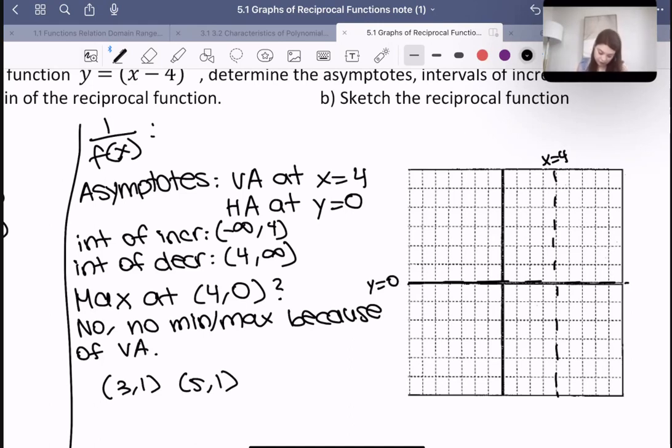All right, and then let's go to the points next, actually. So we have (3, 1) and (5, 1). And then we have an interval of increase from negative infinity up to 4. So that means we're going to be going up this way and down that way, right? Because we're going to be increasing this whole time. And then after 4, we are decreasing the entire time, according to what we found out. And so this would be the sketch of the graph. And there we go.